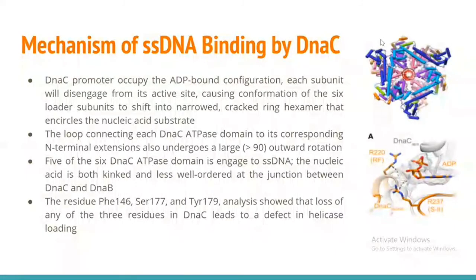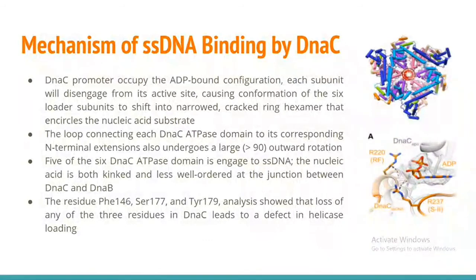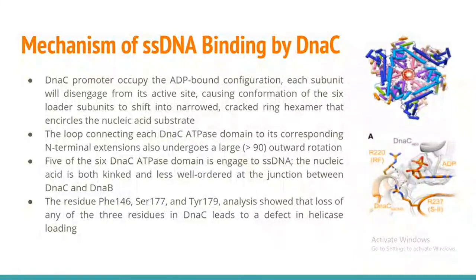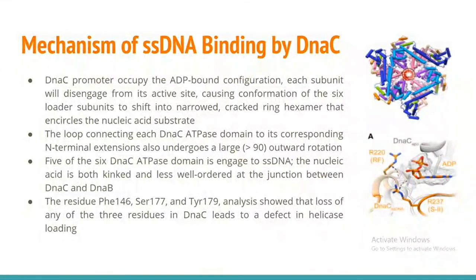Now I'm going to explain the mechanism of ssDNA binding by DnaC. The DnaC protomer will occupy the ATP-bound configuration, where its subunit will disengage from its active site, causing conformation of the 6 loaded subunits to stick to the narrow cracked ring hexamer that encircles the nucleic acid substrates. The loop connecting each DnaC ATPase domain to its corresponding N-terminal extension also undergoes a large, more than 90 degrees outward rotation. And 5 of the 6 DnaC ATPase domains are engaged to the ssDNA. The nucleic acid is most kinked and less well ordered at the junction between DnaC and DnaB.